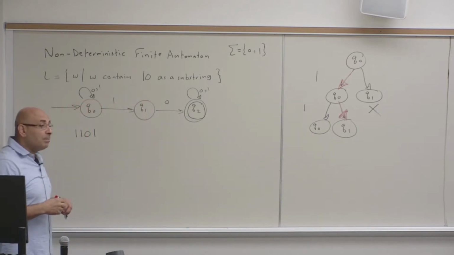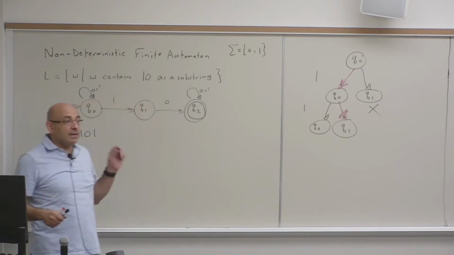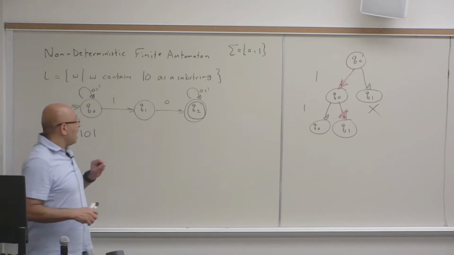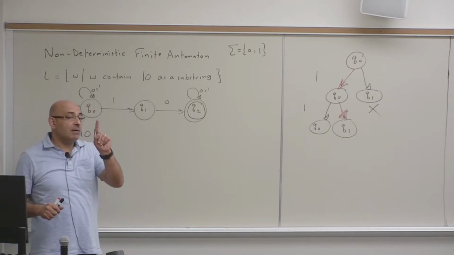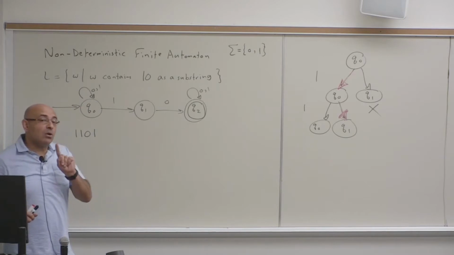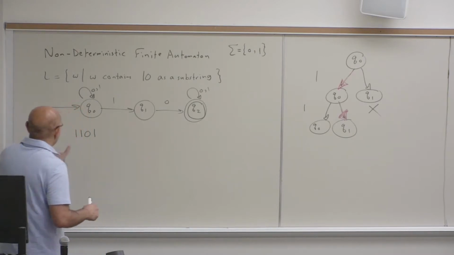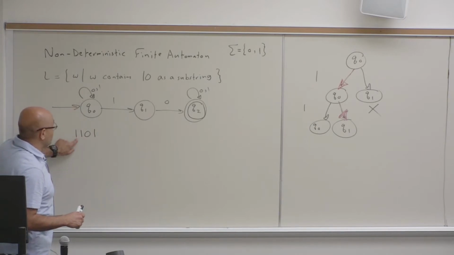So there are multiple paths. Some of them may dead end, some of them may get you to an accept state, and in order for a string to pass, you have to have at least one path that ends in an accept state. That's all you need. You don't need more than one path. So that's why you chose with the first one to stay in Q0. With the second one, you chose to proceed to Q1.